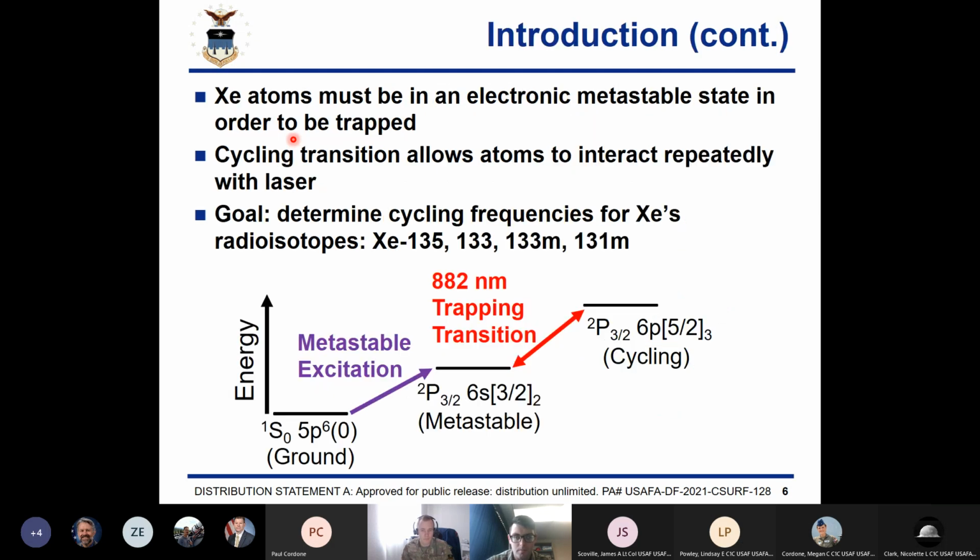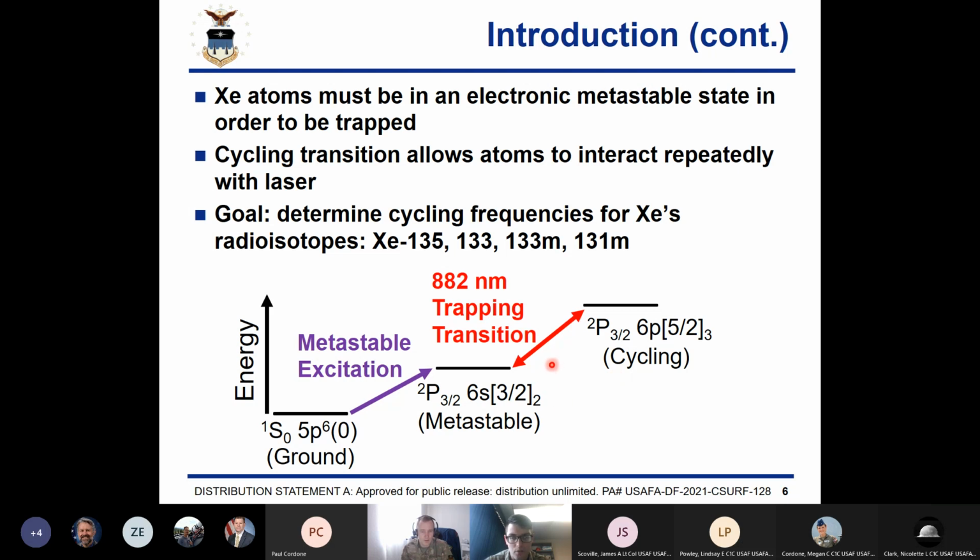And the way that works, if you look down at the energy level diagram, we start by exciting our xenon into a long-lasting electronic metastable state, which has a lifetime of about 30 seconds. And then from there, we use an 882 nanometer infrared laser to drive it on this cycling transition. So we pump the xenon up to the cycling state, which has a lifetime on the order of nanoseconds, to almost immediately decay back down to the metastable state, and only the metastable state.